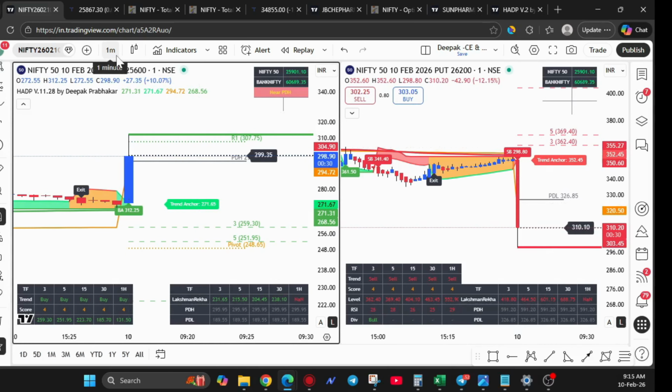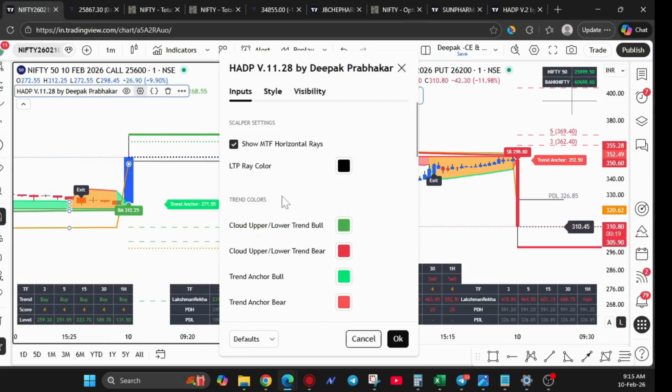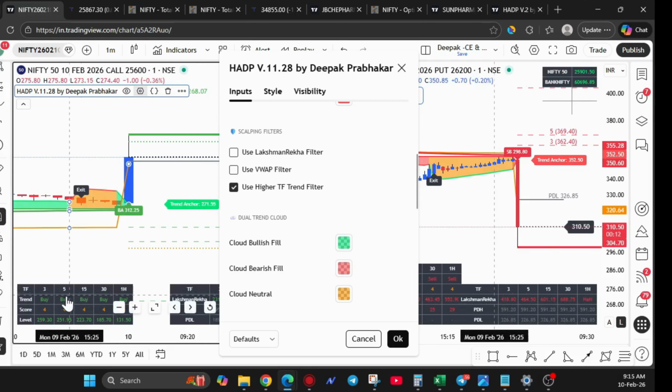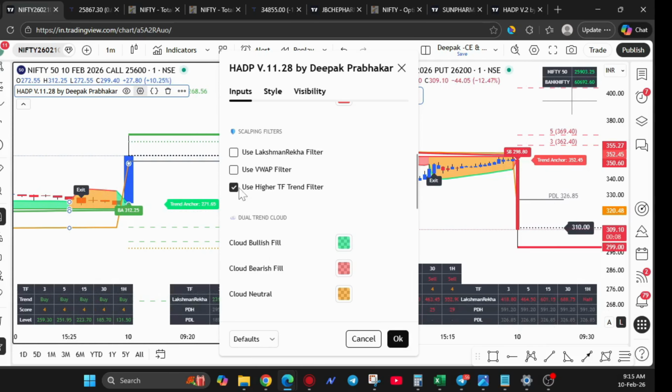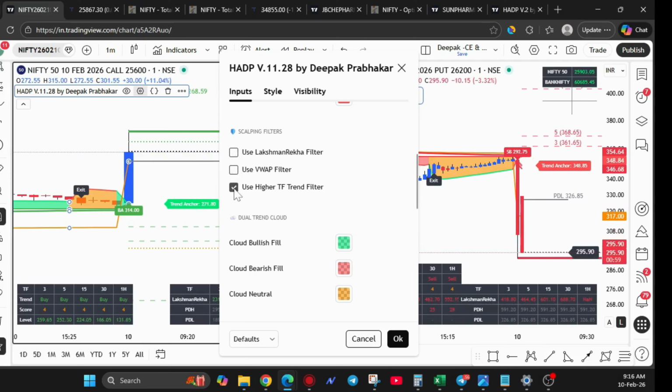So since we have kept a 1 minute candle, right? So we will wait and see. Safer traders always use 3 minutes and with the alignment. Okay, you can use higher time frame alignment on. In this case it won't make any difference because your higher time frames are all in buy, right? So it will not matter. Above VWAP and above Lakshman Rekha now will not matter. So if you keep it on or off doesn't matter now.